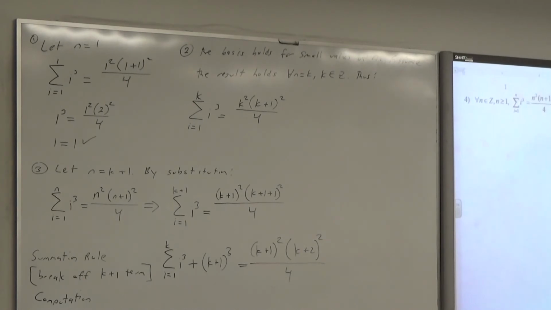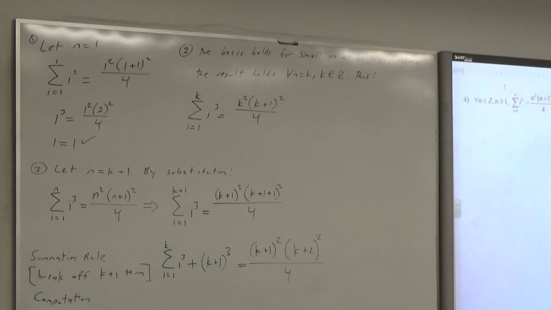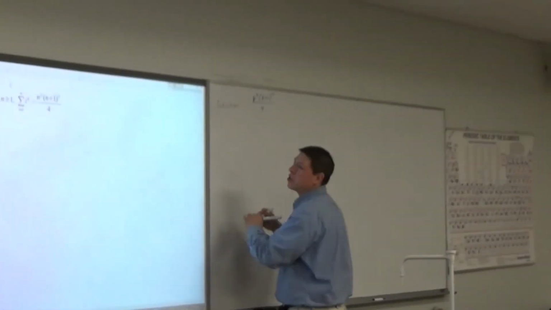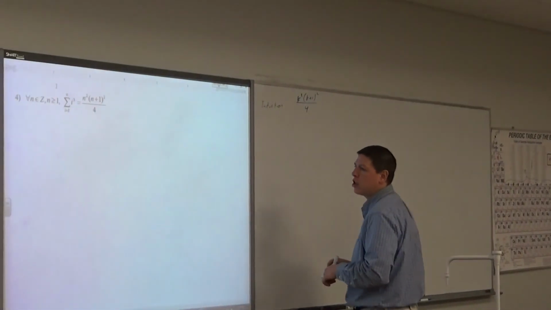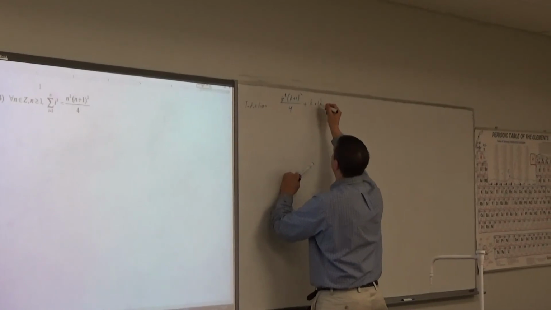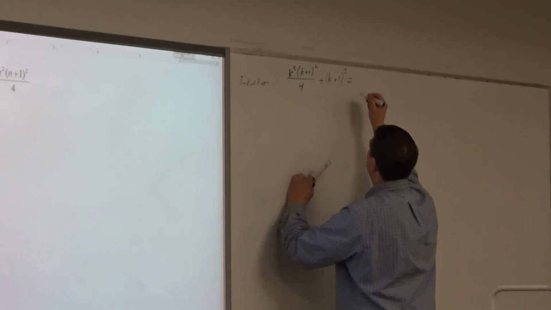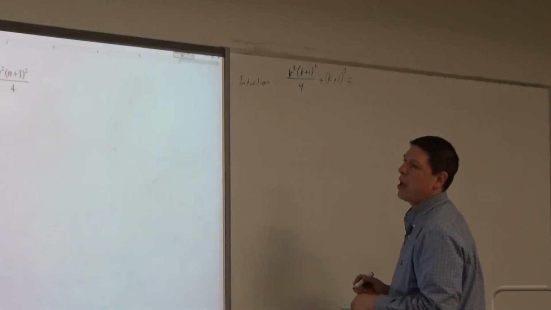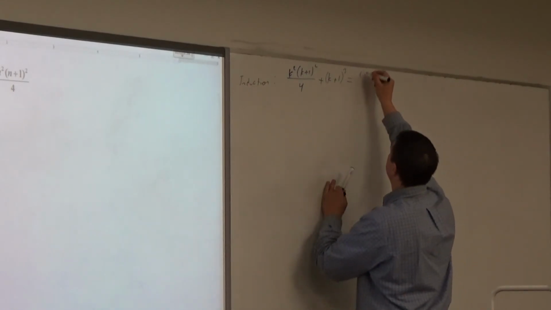Okay, so by induction, we're going to go ahead and replace the sum of i cubed with k squared times k plus 1 squared divided by 4. We still have the k plus 1 cubed. And some of you guys aren't liking that, but that's okay. It'll work out nicely. That's equal to the right-hand side.